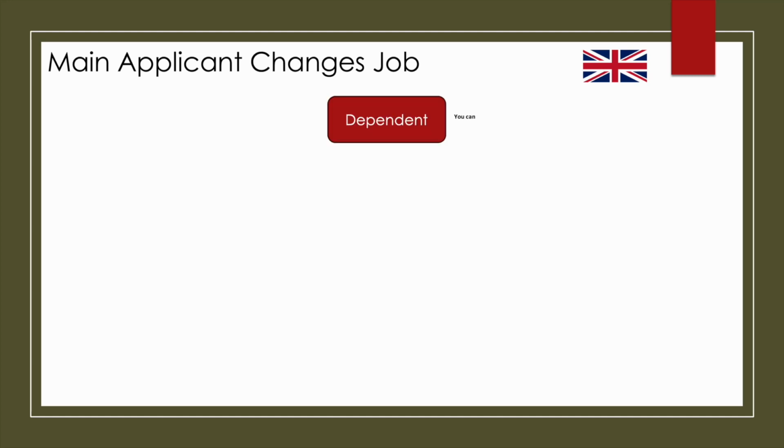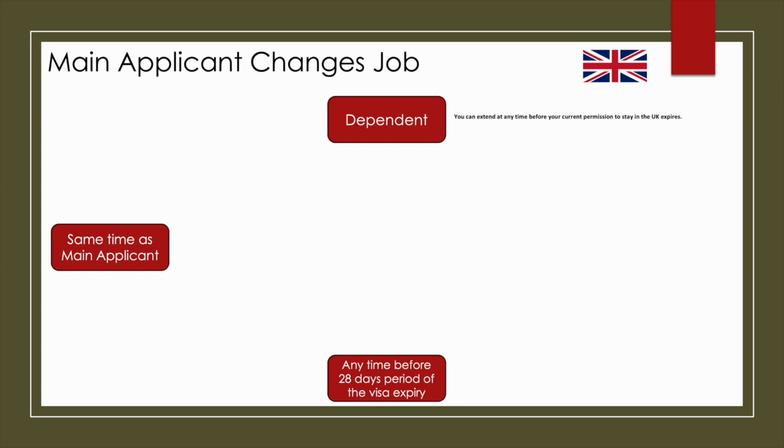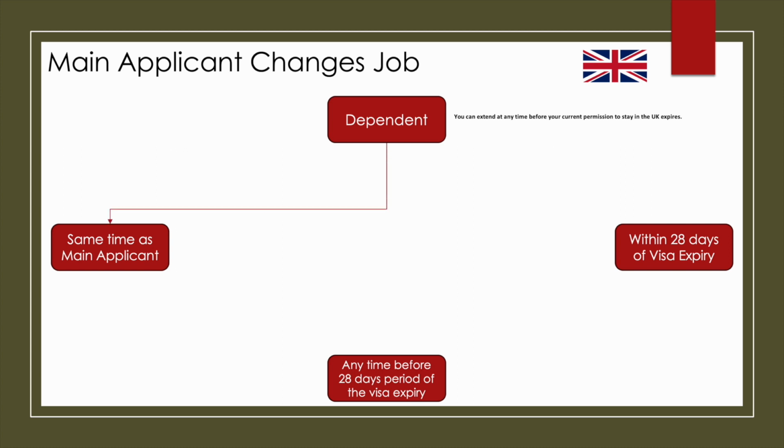The same as before, dependent visa could be extended anytime before your current permission to stay in the UK expires. In this scenario, when a main applicant changes job, the dependent has three choices. They could extend their visa same time as the main applicant, or any time before 28 days period of the visa expiry, or within 28 days of visa expiry.